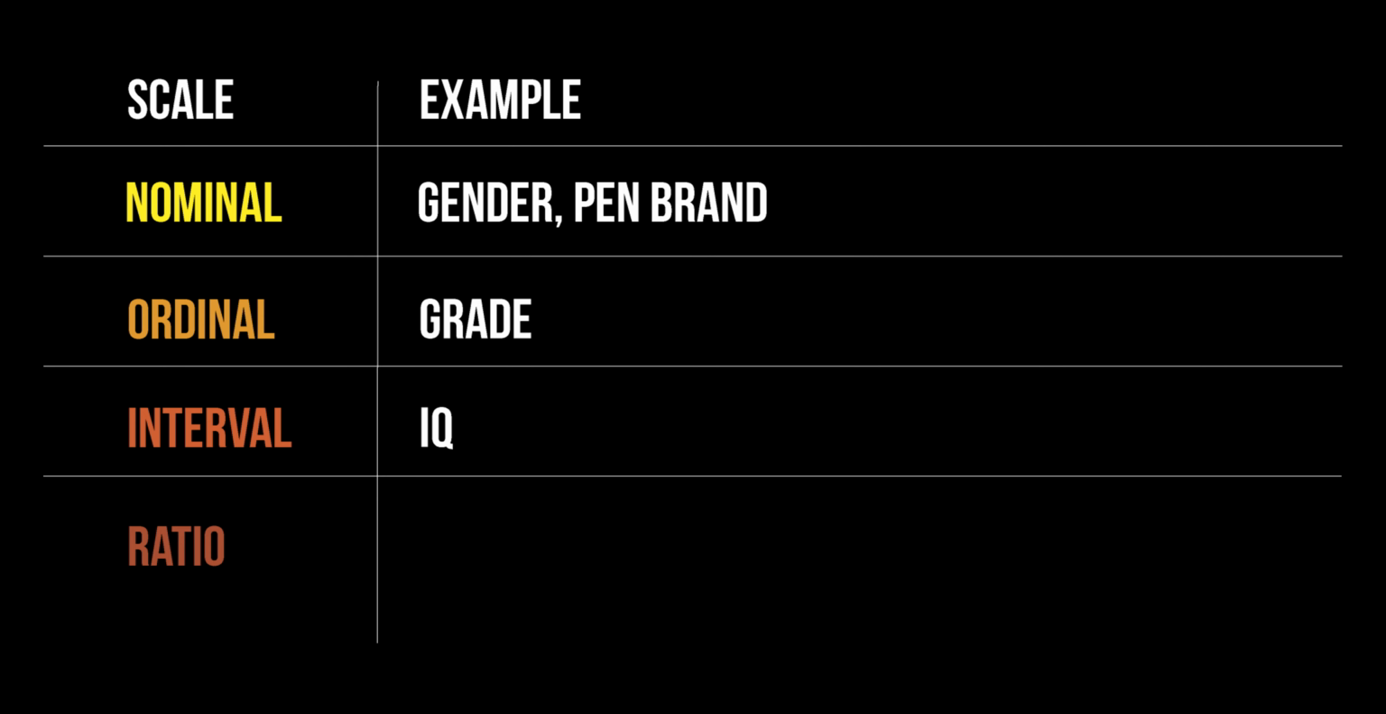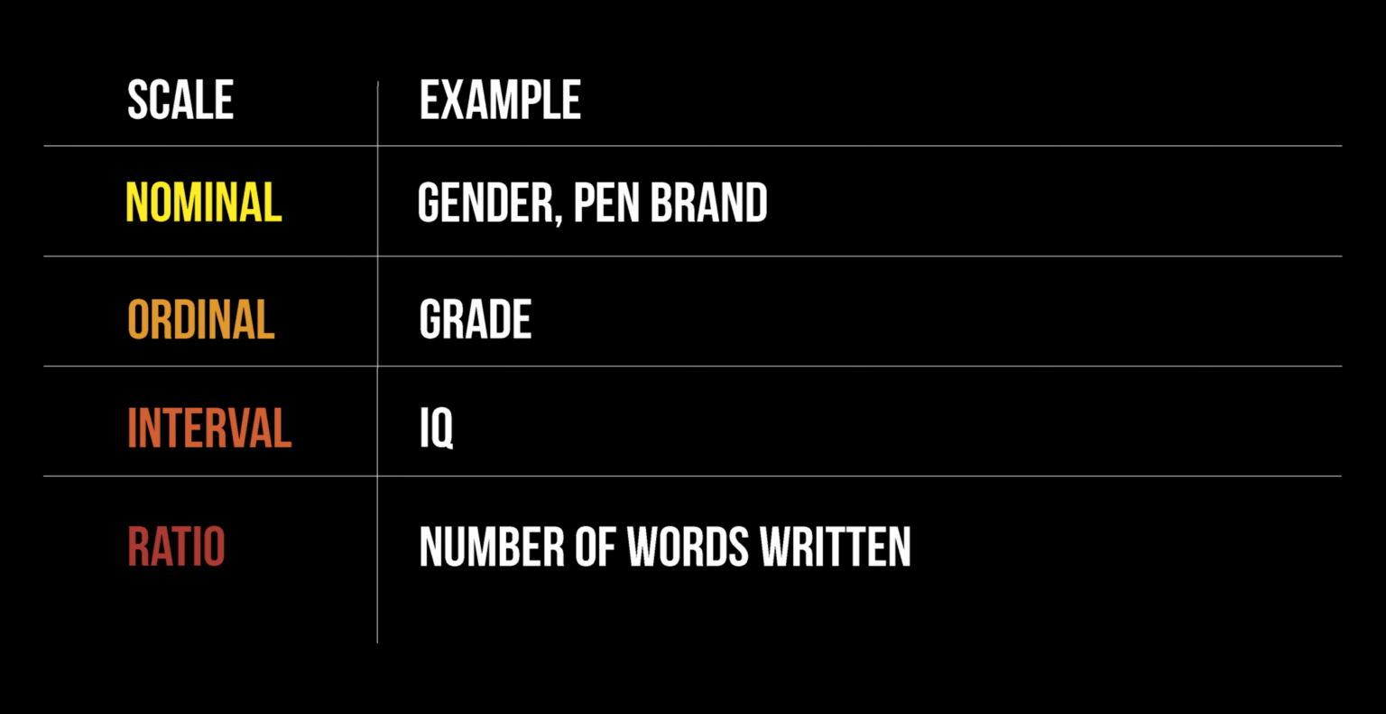Last but not least, there is the ratio scale. Typical for this example would be the number of words written in the paper. Here, the 0 point is natural, and therefore the main property is fulfilled.